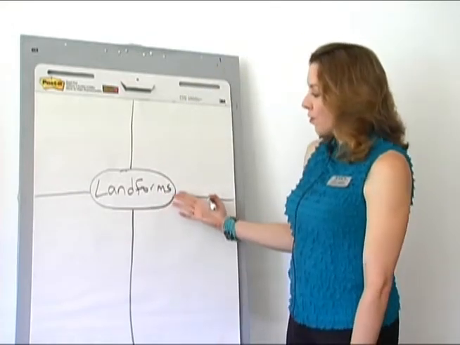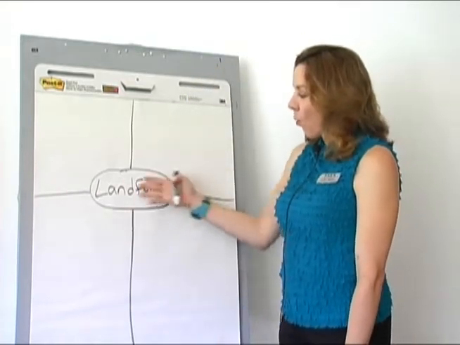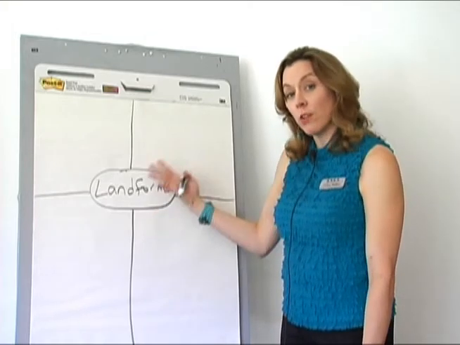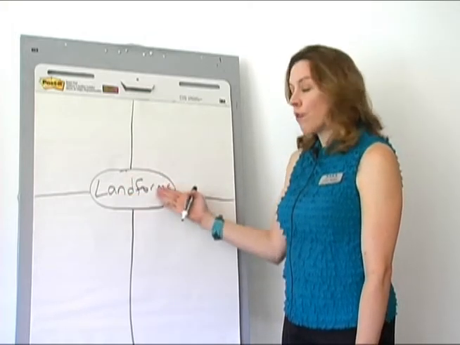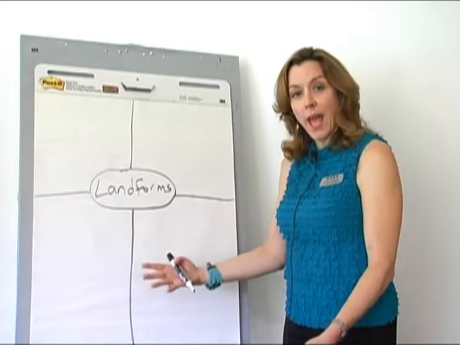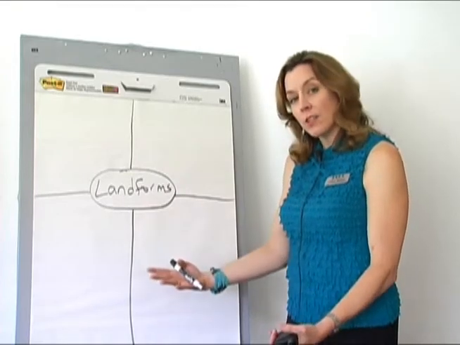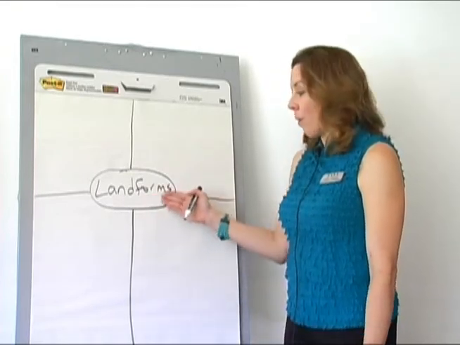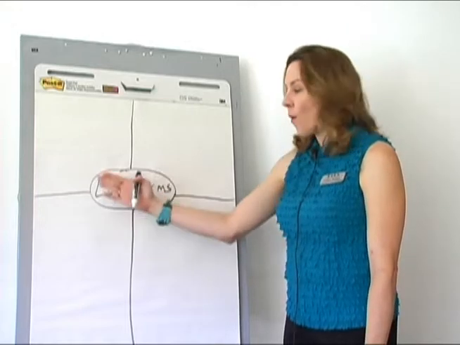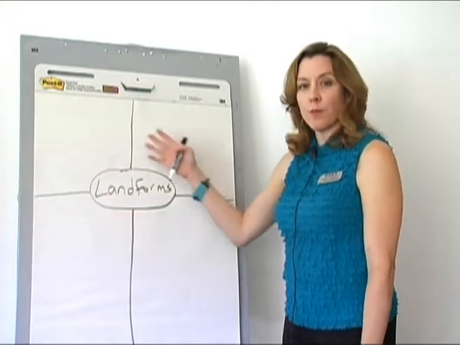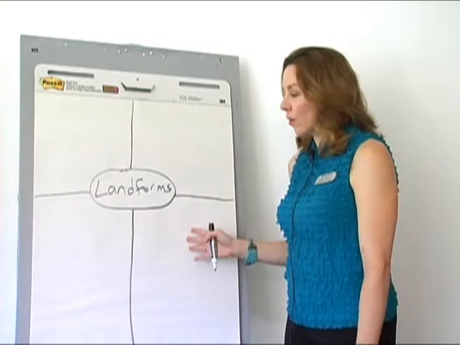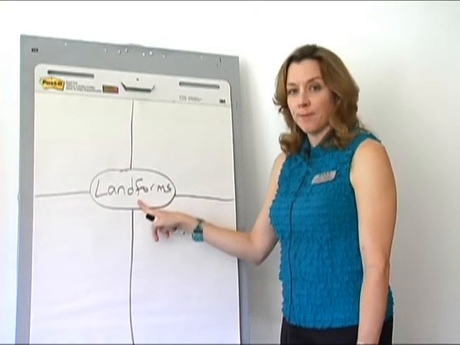Now the first thing you do when you see this is you think, what might this mean just by looking at the word? Landforms probably has something to do with land, maybe features of land, maybe something to do with the formations of land. So you're already getting in your mind before you're looking at the rest of the model what this word might mean.